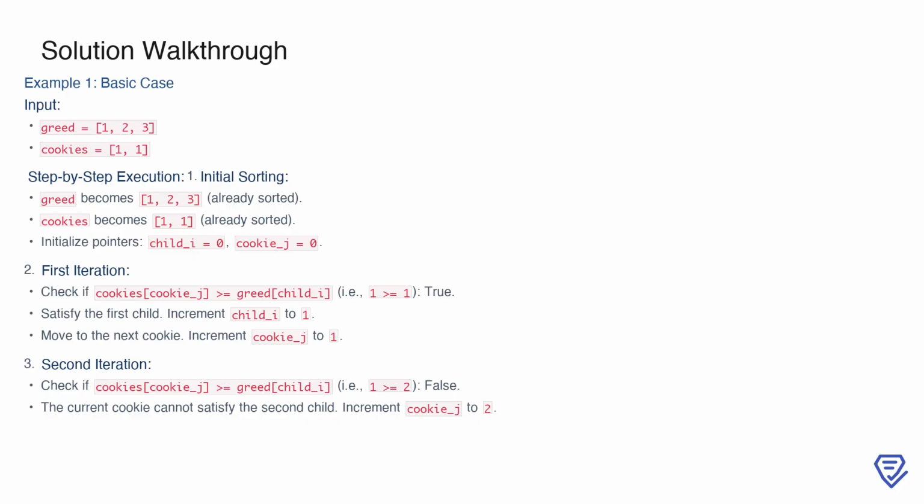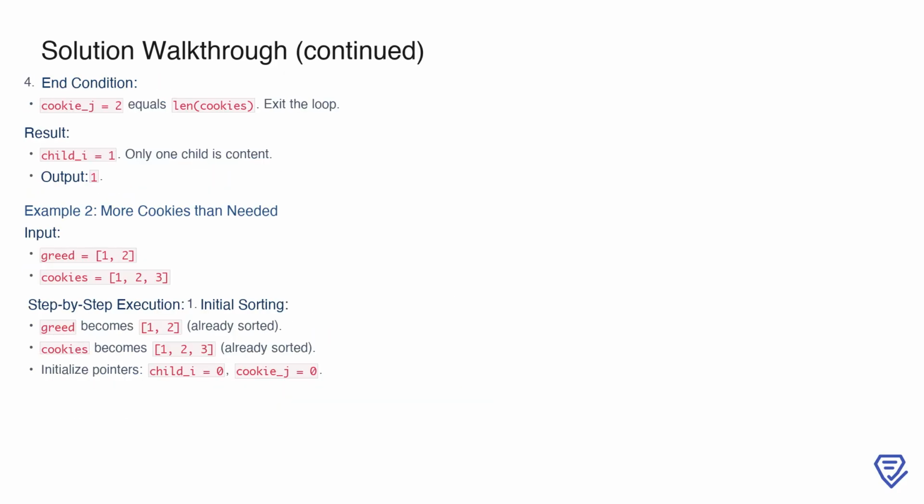In the second iteration, the next cookie of size 1 is checked against the second child's greed of 2. Since 1 is less than 2, this cookie cannot satisfy the child, so we only increment cookie_j to move to the next cookie. However, there are no more cookies left to check. At this point, the pointer cookie_j equals the total number of cookies, which signals the end of the loop. The number of satisfied children is stored in child_i, which is 1, meaning only one child was content with the given cookies. The output for this example is therefore 1.